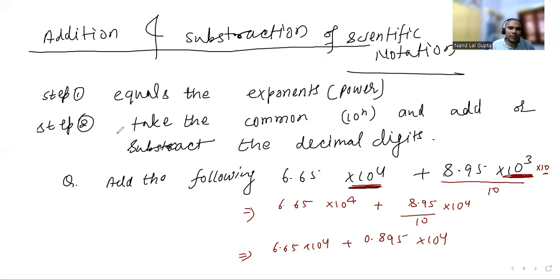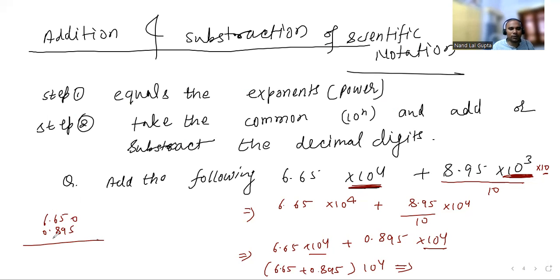Now step number 2: take the common. What is the common? 10 power 4 and 10 power 4. Yes or no? Yes, sir. So 10 power 4 is the common. They are saying add or subtract the decimals. Since they are saying add, we add 6.65 plus 0.895. How do you add decimals? Decimal below decimal.